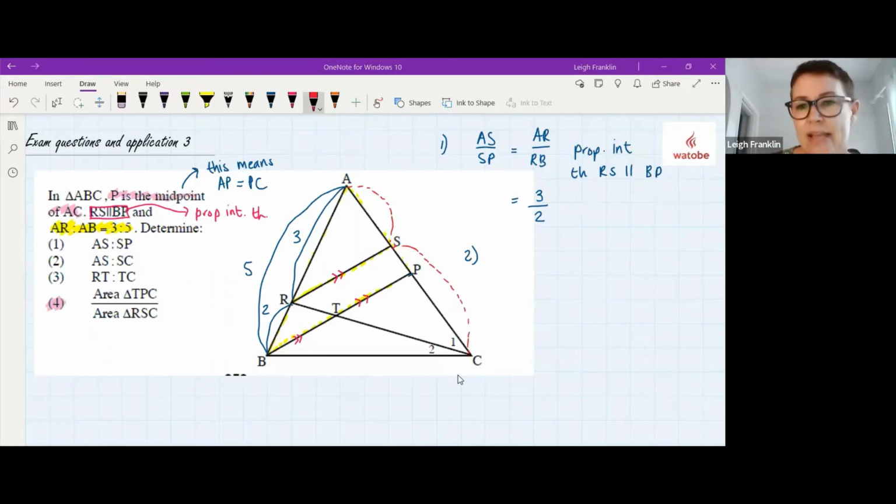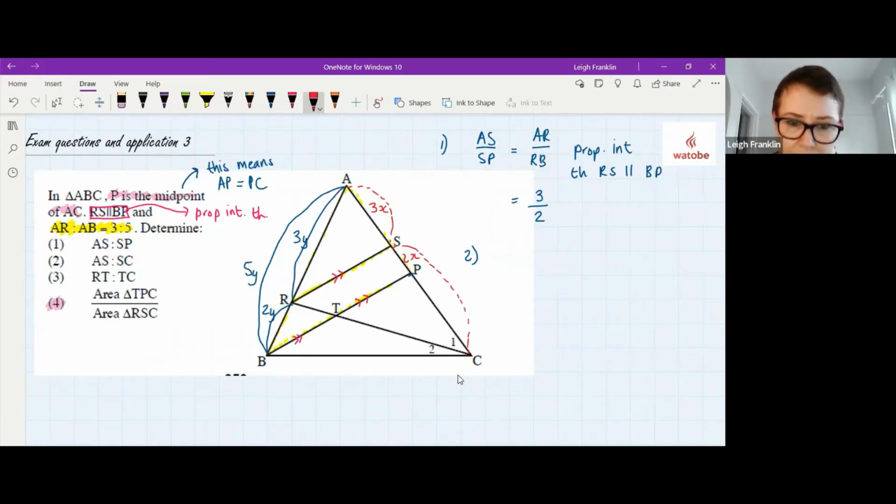What does AS have to be, though? AS has to be 3 as well, doesn't it? So, if we wanted to, we could call this 3x and that 3y. Whether you put the letters there or not, it really doesn't make any difference. But that would be 3x, okay? Then we know what SP is, don't we? We know that SP also has to be 2x, all right?